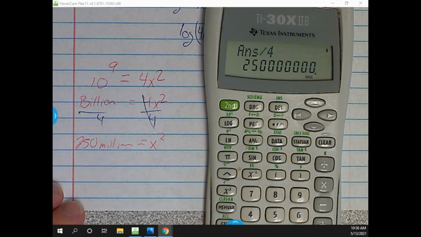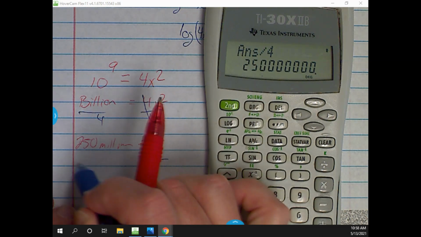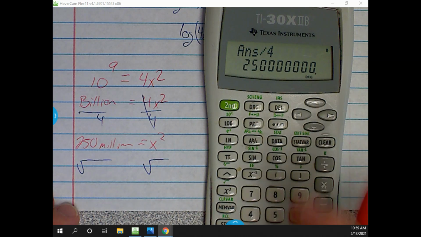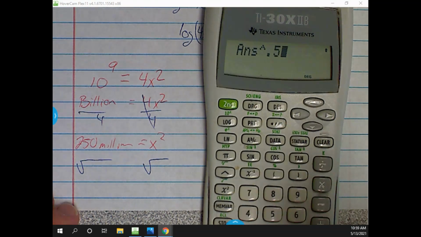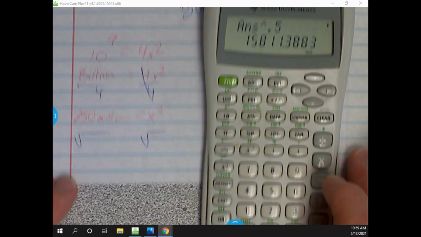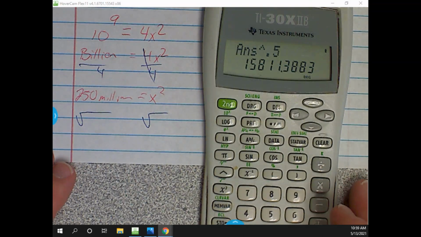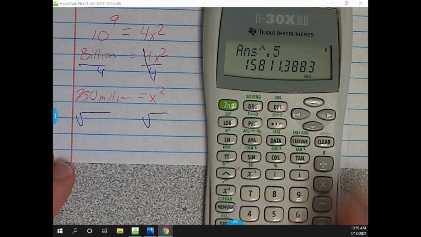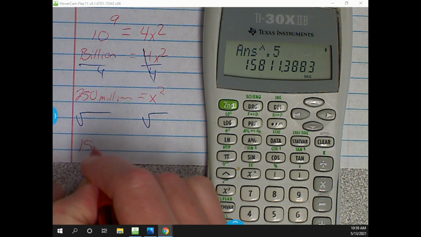But again, you've got to square root both sides to get it down to x. So we're going to raise that to the 0.5 power. And now we've got an answer we can actually work with. That's 15,811 rounded off to the nearest whole number.